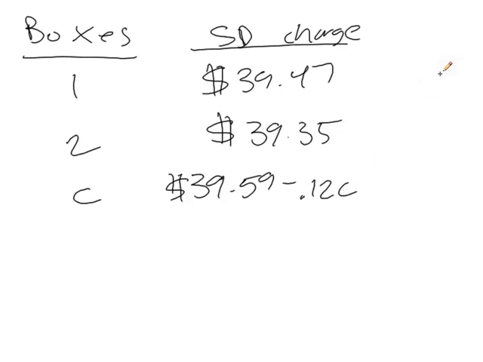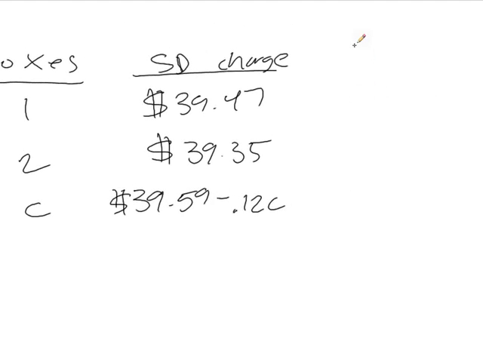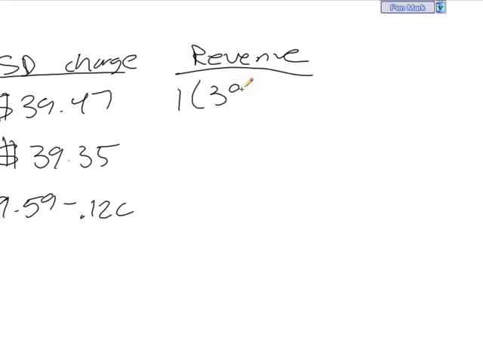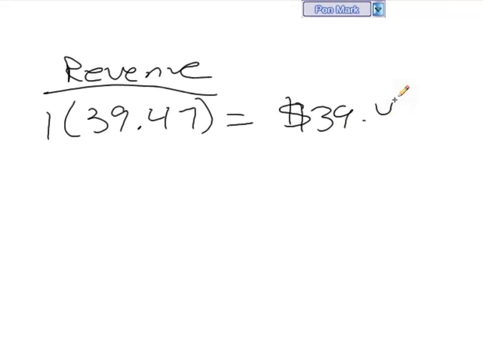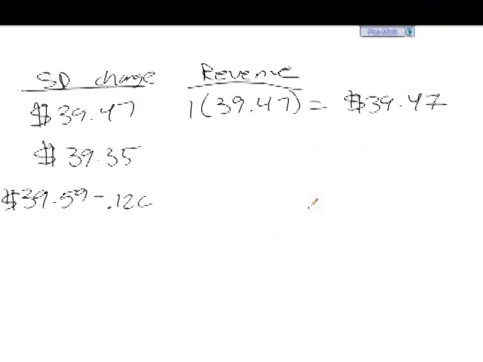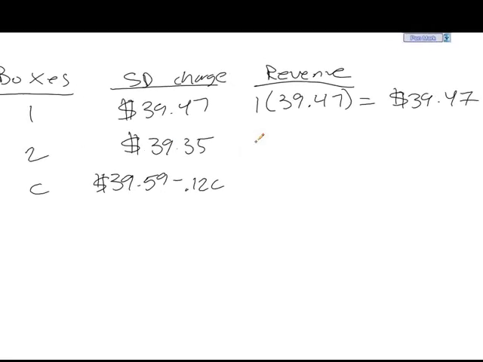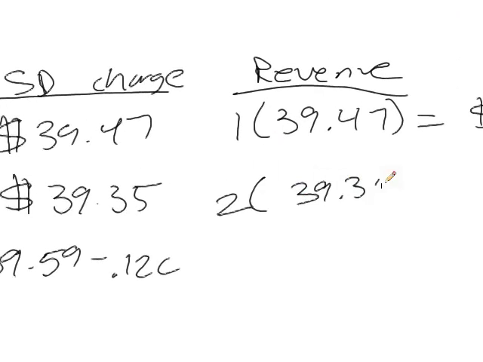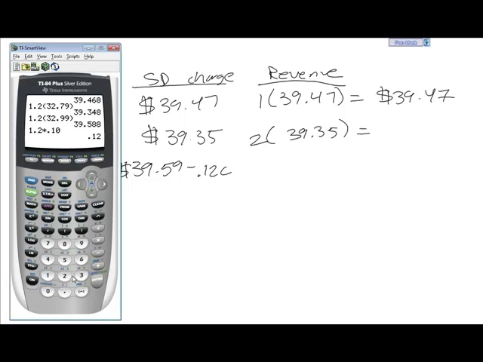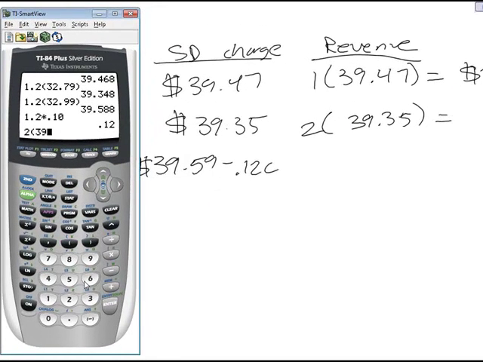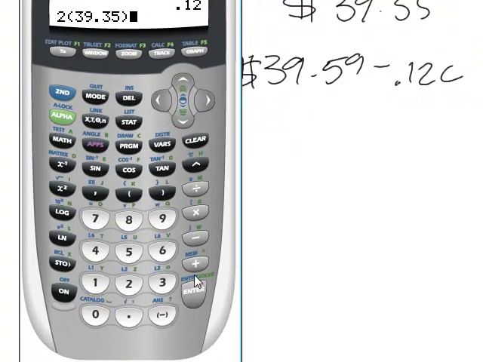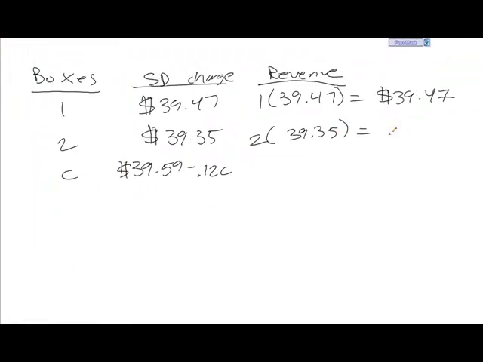And now we want to figure out, well, what's their total revenue? Well, if they charge $39.47 for a box and they only sell one box, then their revenue is going to be fairly small. They're only going to make $39.47 in that 1 month. If they sell 2 boxes at this rate, then they are going to earn twice that amount, which is 2 times $39.35, which is $78.70.